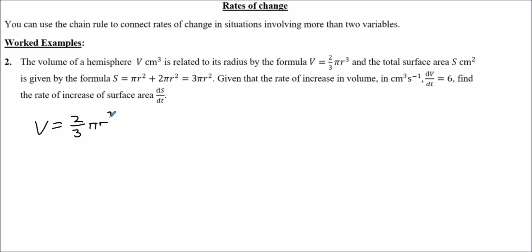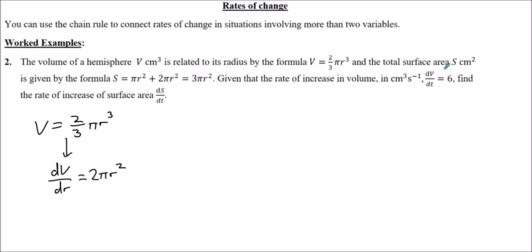So again, what we could fairly easily do from this is find dV by dr. So dV by dr, 2/3 pi is a constant. Differentiating r cubed gives us 3r squared. So that 3, when brought to the front and multiplied by 2/3, will cancel with the 3 we bring to the front. So we'll just essentially have 2 pi r squared.